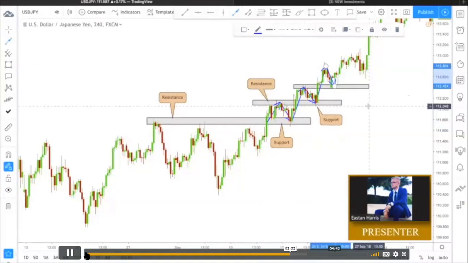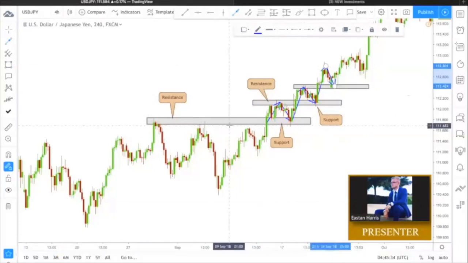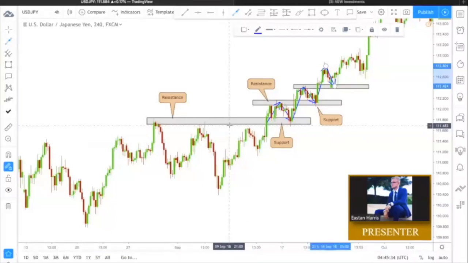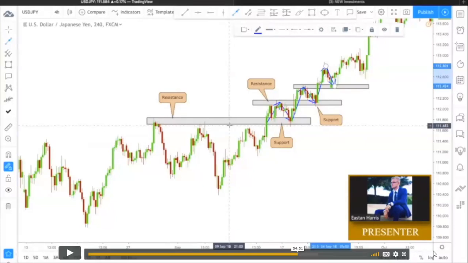When you're drawing your zones, you just want to make sure that you are including the reaction points and that the zone is respected from both sides. Does everyone understand that? As long as price is being respected from both sides, it's clear to say that that is a support or resistance zone. So does everyone understand support and resistance? If so, we can move on to video number 3.